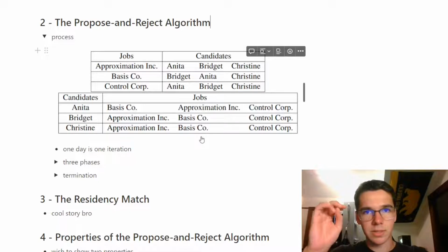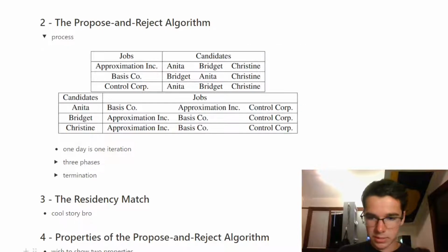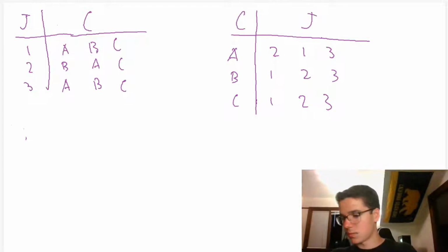So how this works is in the morning, and actually before I jump into it, I'm going to show the Paint version of this. So here we have jobs 1, 2, and 3, and to the right we have the order in which the job prefers the candidate. So A is greater than B is greater than C, and that's the case for this row and this row, right? And we have a similar setup here, but now it's from the point of view of the candidates who are ranking the jobs. Okay.